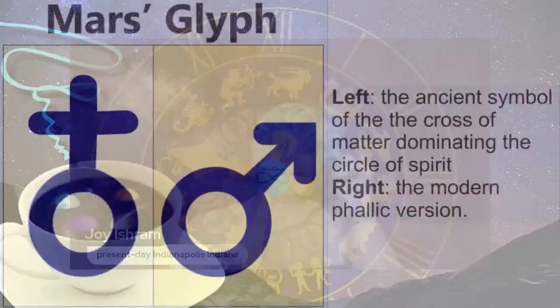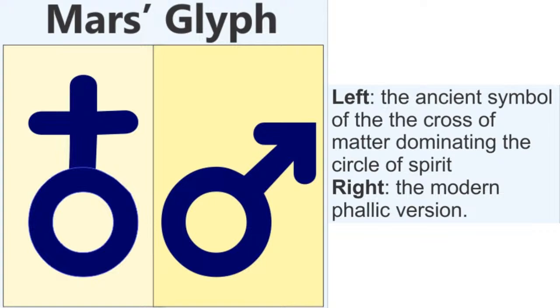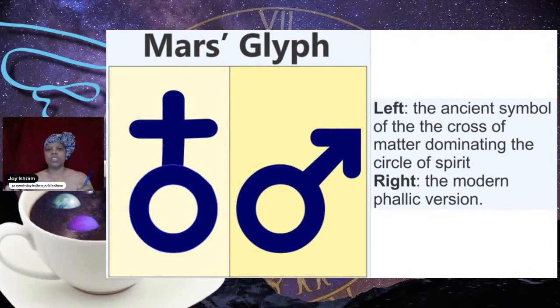And now we want to see how Mars, the glyph. As this is pointing out on the left, where you see the cross on top of the circle, that's the ancient symbol of Mars. On the right, we have the modern version, the phallic, the penis version. Question is, as I have always asked since I saw this, who determined, and when did they determine, when a sign was done being ancient and needed to be modernized?